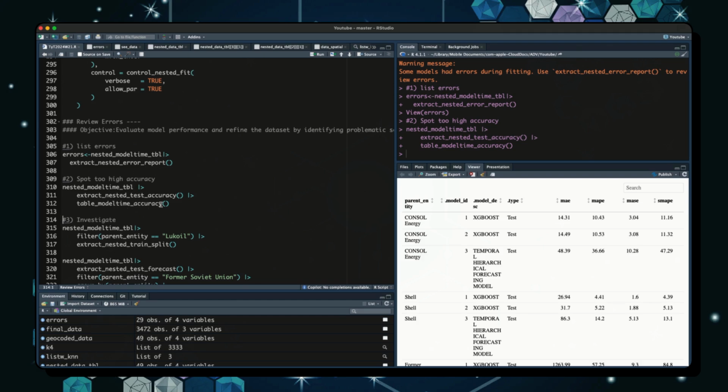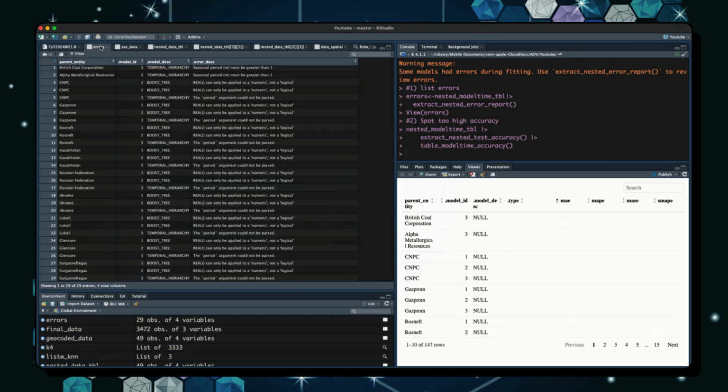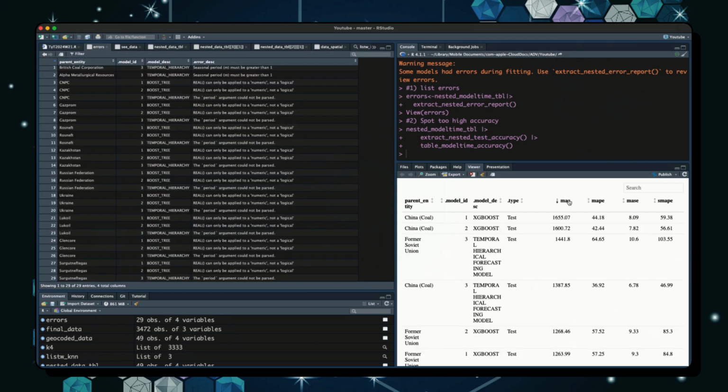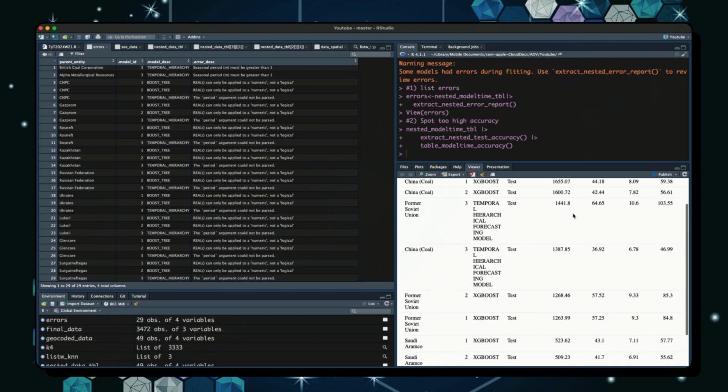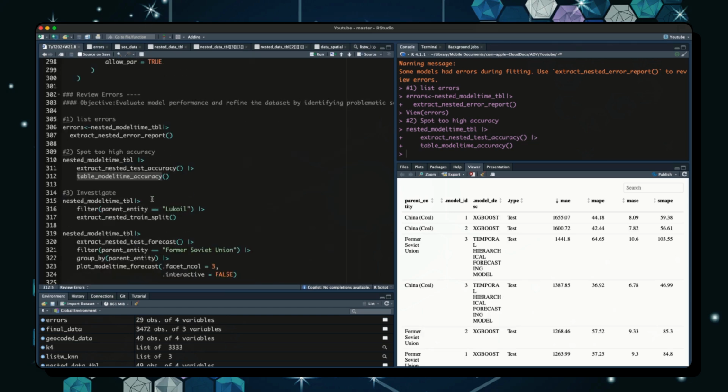So here, the table model time accuracy gives us another way to look at the predictive accuracy of all the models that were created. So here we have a bunch of null models, which probably are going to be in those that we see that were in errors right there. We have a bunch of models that had very high MAE, which is not good either. So let's look at this one.